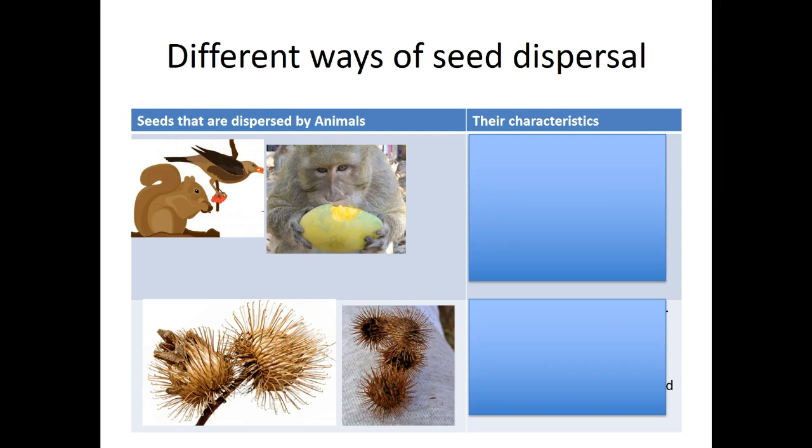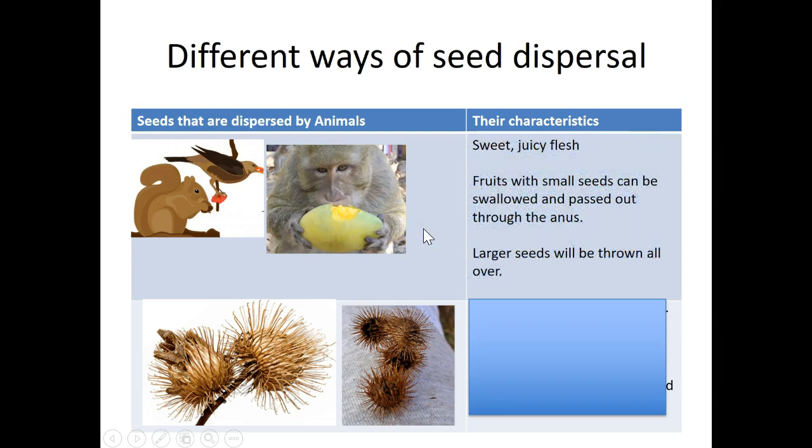Now, seeds can also be dispersed by animals. What do you think are the characteristics of seeds that are dispersed by animals, as shown here? Yes, these fruits must be quite delicious. They're sweet and they're juicy. Now, some of these fruits have small seeds, so the animals may eat the whole fruits and pass the seeds out through the anus, no matter where they are.